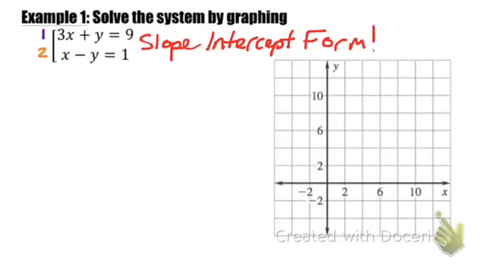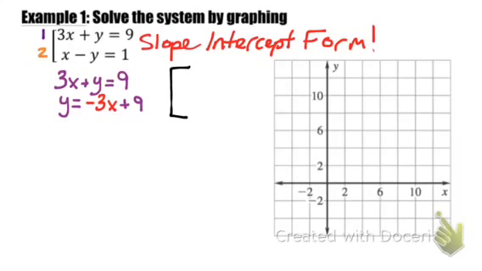So let's take the first equation, 3x plus y equals 9, and I need to turn this equation that's currently written in standard form into slope-intercept form. So I'm going to subtract 3x from both sides, and now we are in slope-intercept form. That was pretty easy. So then on the right, I'm going to create my system again and rewrite it so that I can organize my work, and I know that the first equation is the same as y equals negative 3x plus 9.